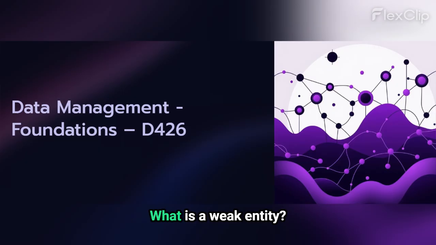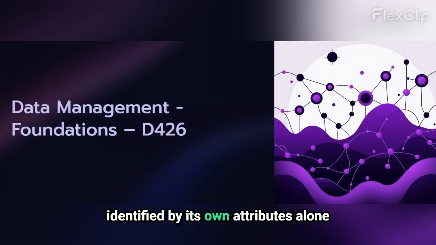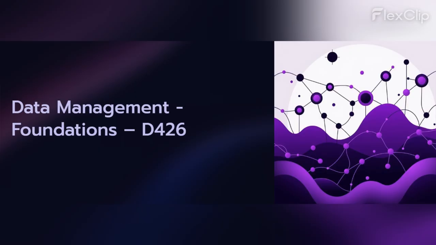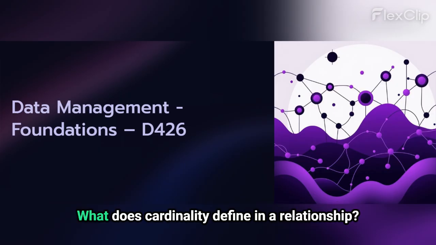What is a weak entity? A weak entity is one that depends on a strong entity for its existence and cannot be uniquely identified by its own attributes alone. What is an identifying relationship? An identifying relationship is the specific link between a strong entity and a weak entity.